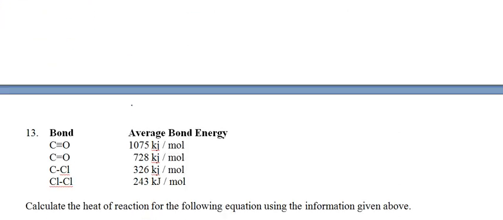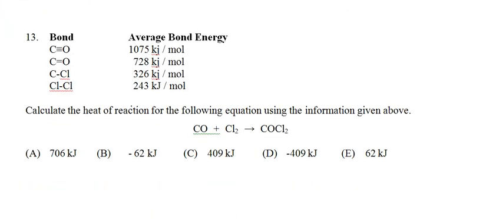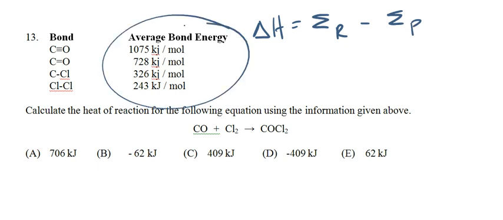Alright, number 13. We have bonds and bond energies, and it says calculate the heat of reaction for the following equation using the information given above. Now remember, when we have bond energies, we're actually taking reactants minus products. So since you're given bond energies, that's your heads up, start drawing some Lewis structures. So carbon monoxide, carbon wants 4 bonds, give it its 4 bonds.